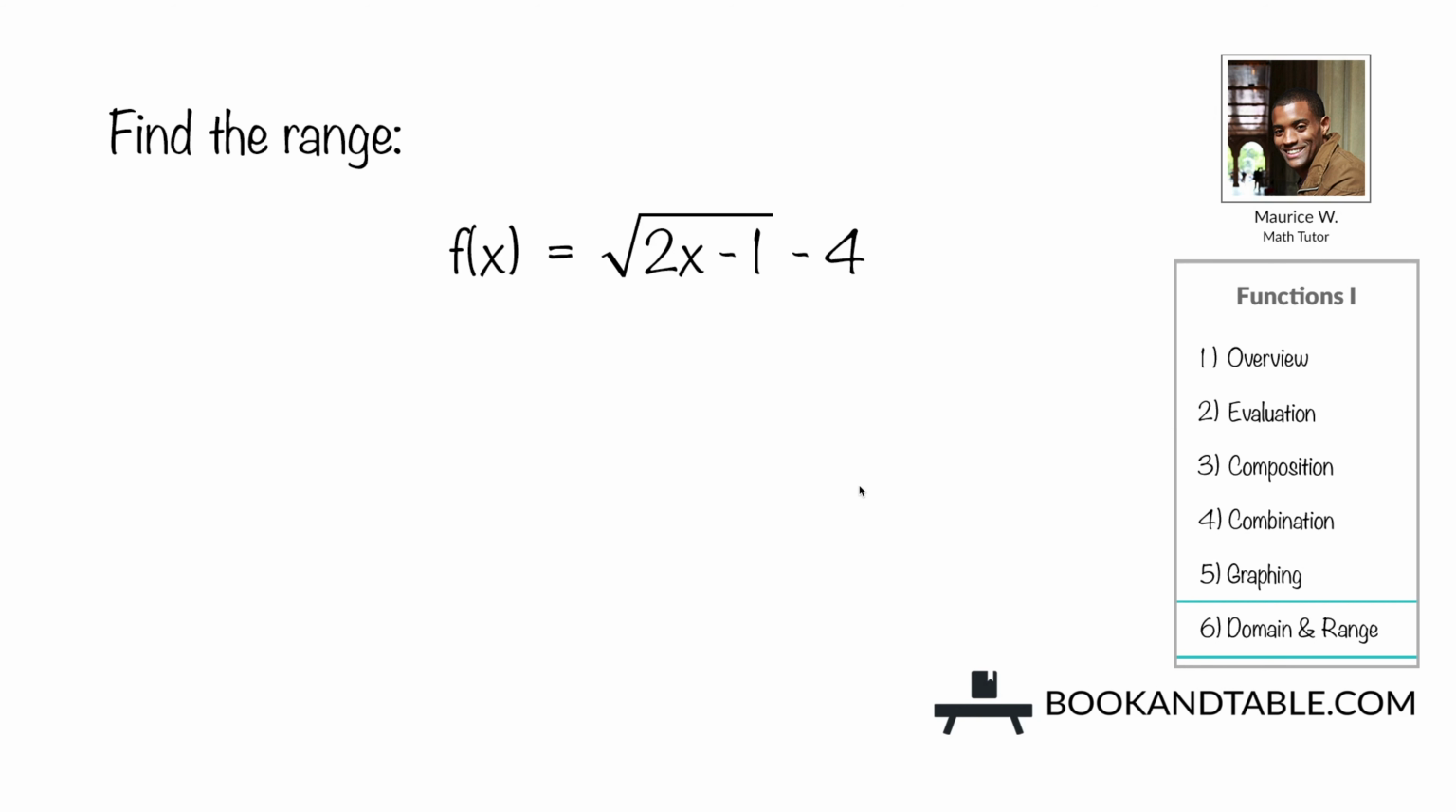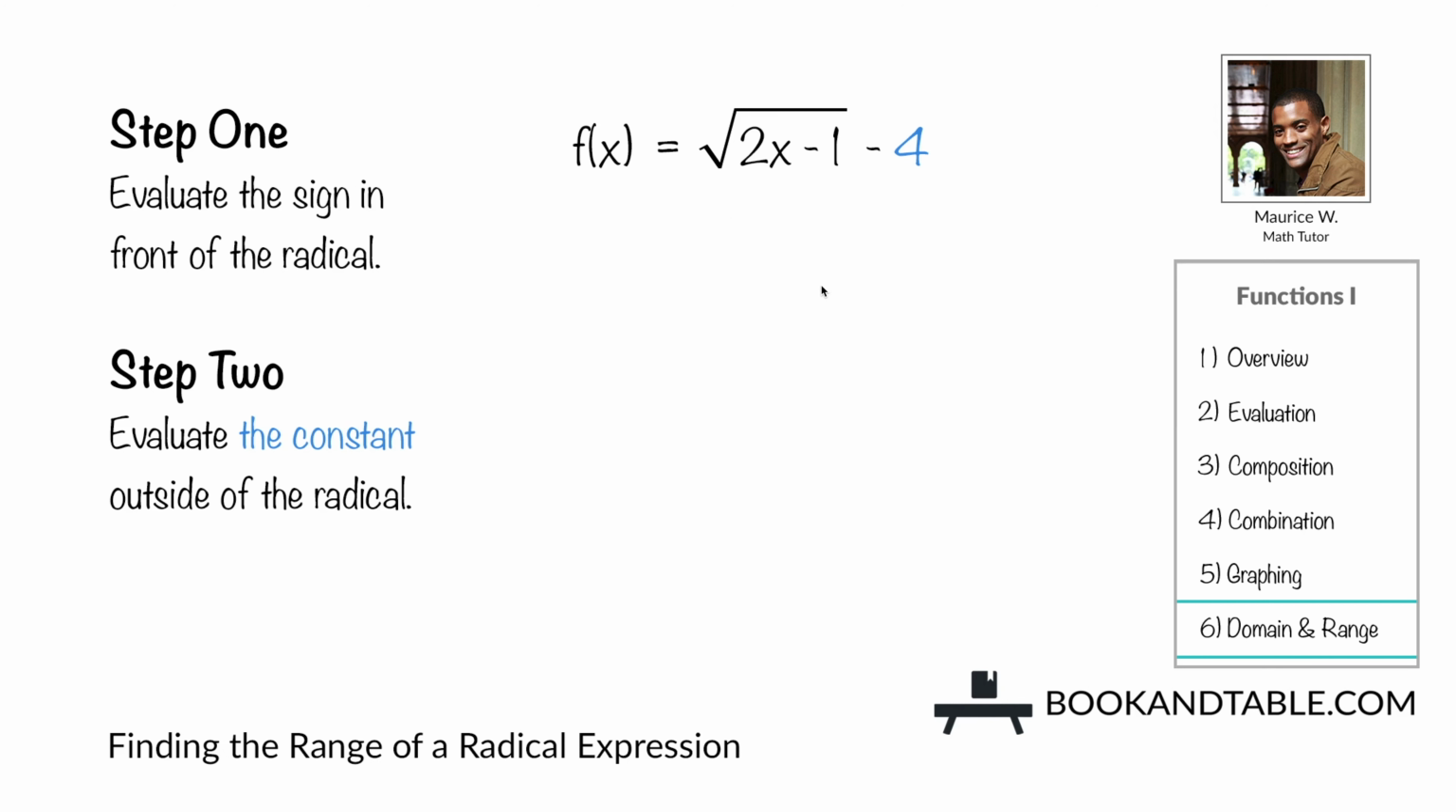Let's walk through an example together. Let's say you're asked to find the range of f of x, which is equal to the square root of 2x minus 1, minus 4. Step 1, evaluate the sign in front of the radical. It is positive, so that lets us know the function is going to be going upwards towards positive infinity. And then step 2, evaluate the constant outside of the radical, which is negative 4. This is where the range will begin. So the range is from negative 4 to positive infinity.